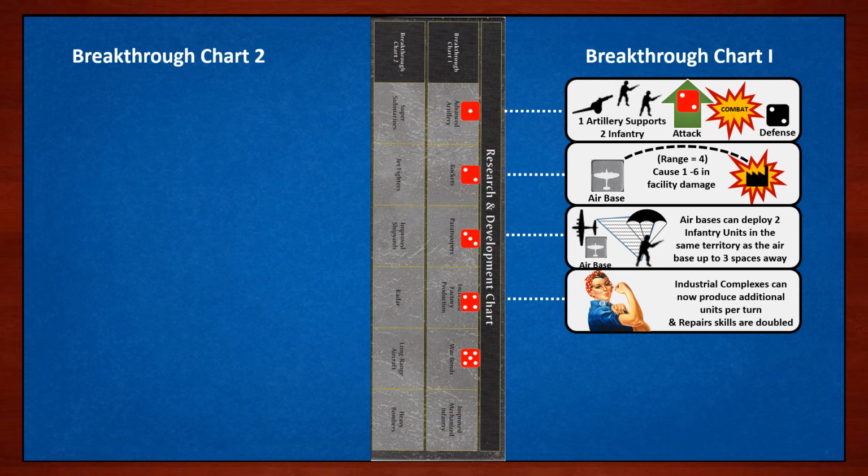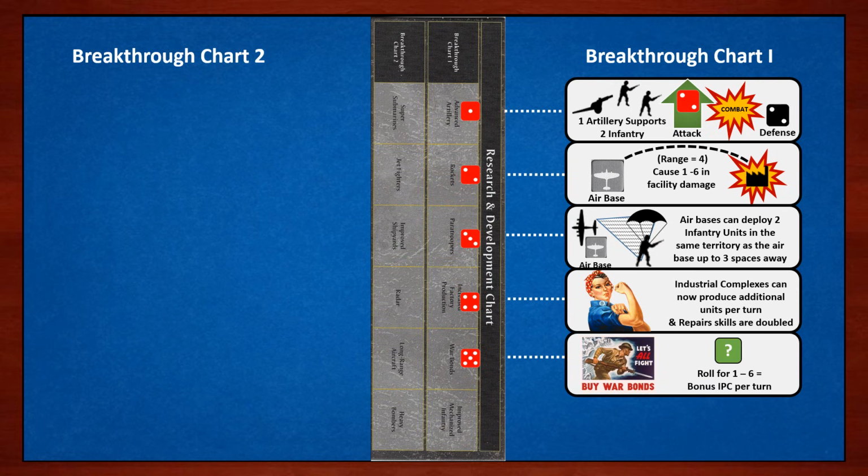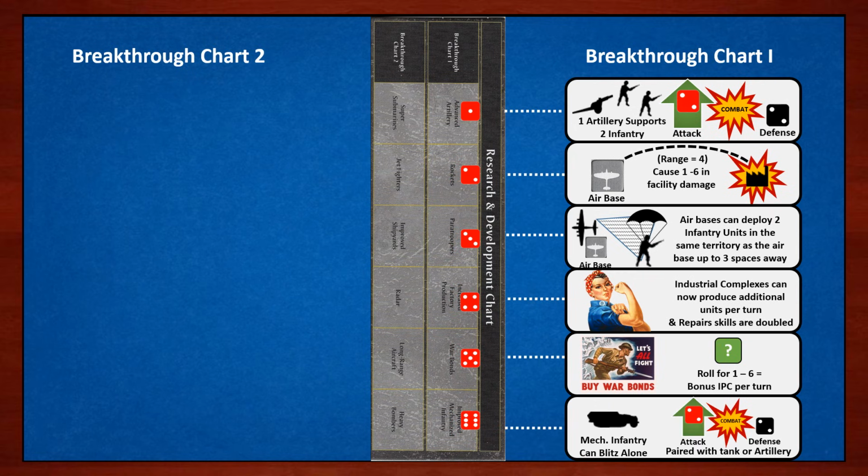A roll of 5 enables war bonds. With war bonds, a player can roll a 6-sided dice per turn and receive that many IPCs. With a roll of 6, mechanized infantry is activated. With improved mechanized infantry, they can now blitz on their own. Also, when paired with a tank or an artillery unit, their attack rating is increased to 2.